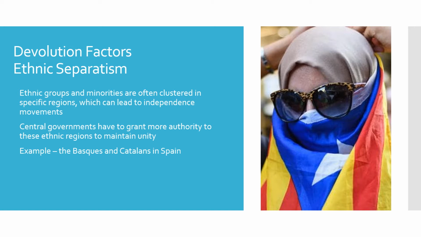So we see that in Spain quite a bit. The Basque and the Catalans are two ethnicities that in many ways desire, especially in Catalonia, their own independence. So the factor that may lead to devolution here, again, that power being shifted from Madrid to those more local areas, in Spain's case, the devolution factor is that ethnic difference and that desire to potentially separate from the rest of the country.